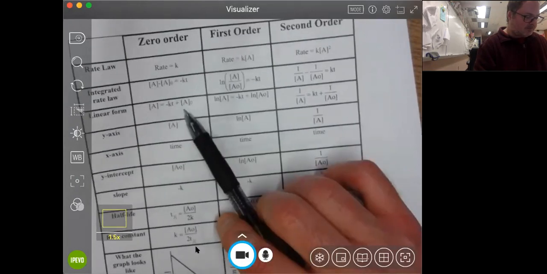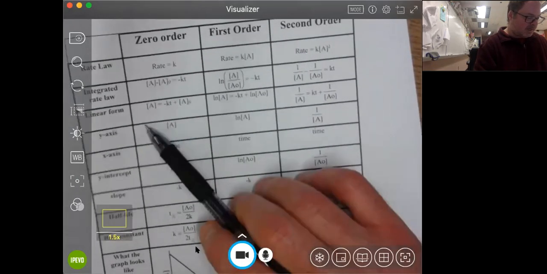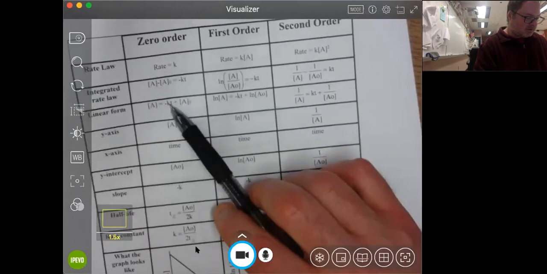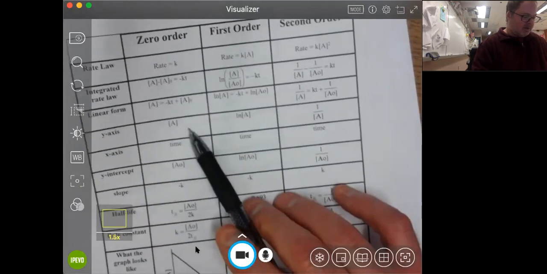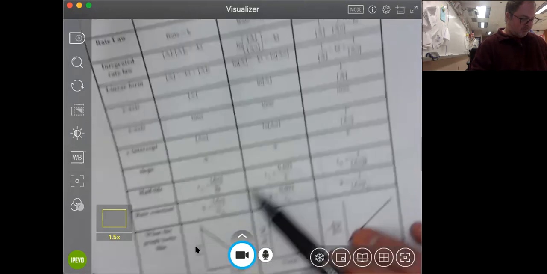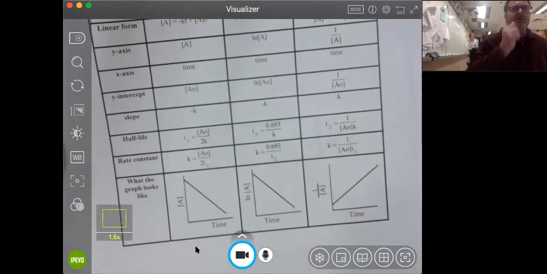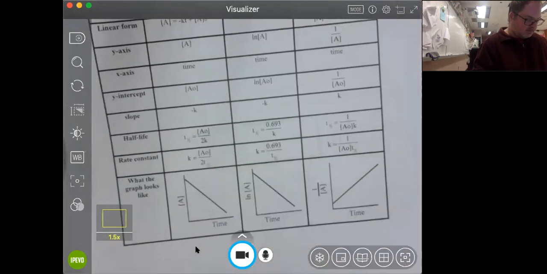So you have your y-intercepts and your y and your slope. And then they tell you what are on the axes for these graphs and what those graphs will look like. And there's the half-lives too. Nice.